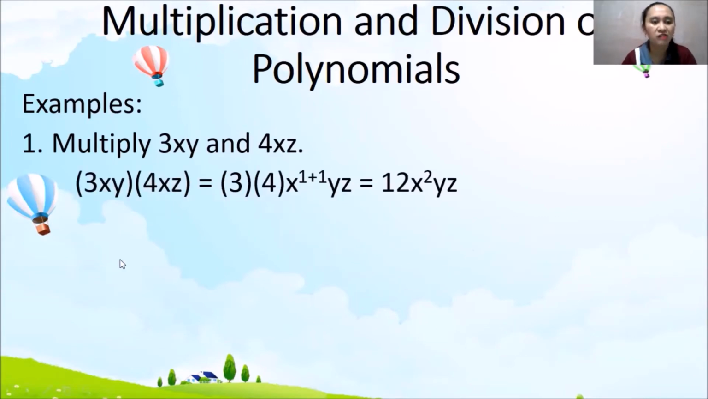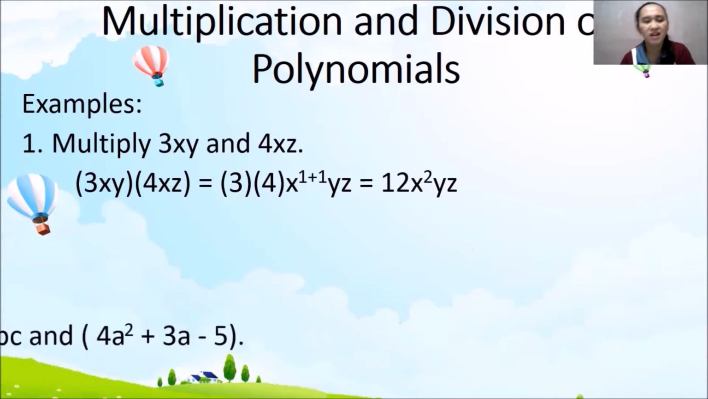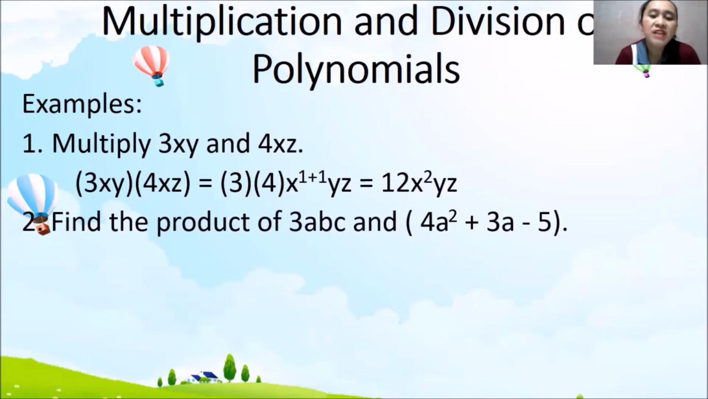Therefore, we have 3xy times 4xz is equal to 3 times 4, x, we have the same 1 plus 1, y, z. Therefore, it is equal to 3 times 4 is 12. 1 plus 1 is 2, kaya x squared yz. So this is the product of 3xy and 4xz.